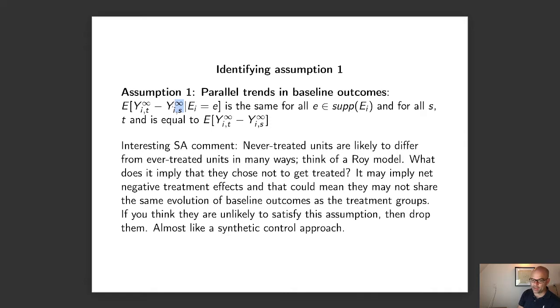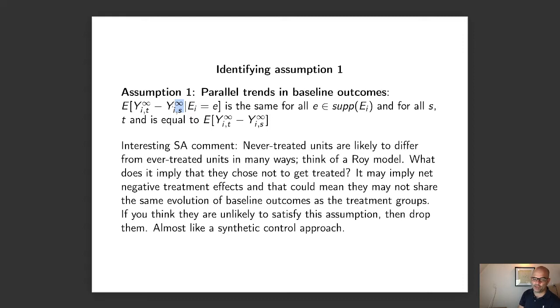They make this interesting comment. They say never treated units might be different from the ever treated units. Think of it as a Roy model. What does it imply that they chose not to get treated? Think about it from the perspective of a person that goes to college versus someone that never goes to college. It could be they face liquidity constraints. Could be they have preferences. Could be that even with the same liquidity constraints, they think their options are better doing something else. It could be any of those things. They couldn't afford to go to college. They didn't want to go to college. They have better options.